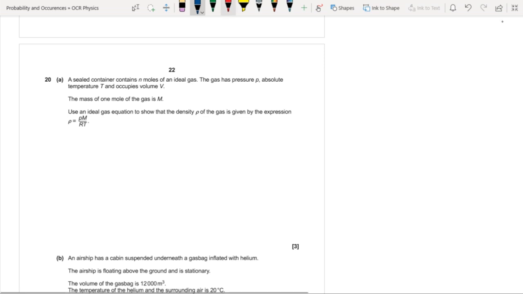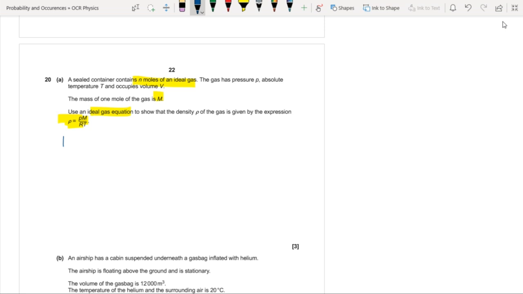All right. Moving on to question number 20. A sealed container contains n moles of an ideal gas. The gas has pressure P, absolute temperature T, and occupies volume V. The mass of 1 mole of the gas is m. Using the ideal gas equation, show that the density of the gas is given by this expression. Looks like a pretty straightforward derivation. Let's try to attempt it.